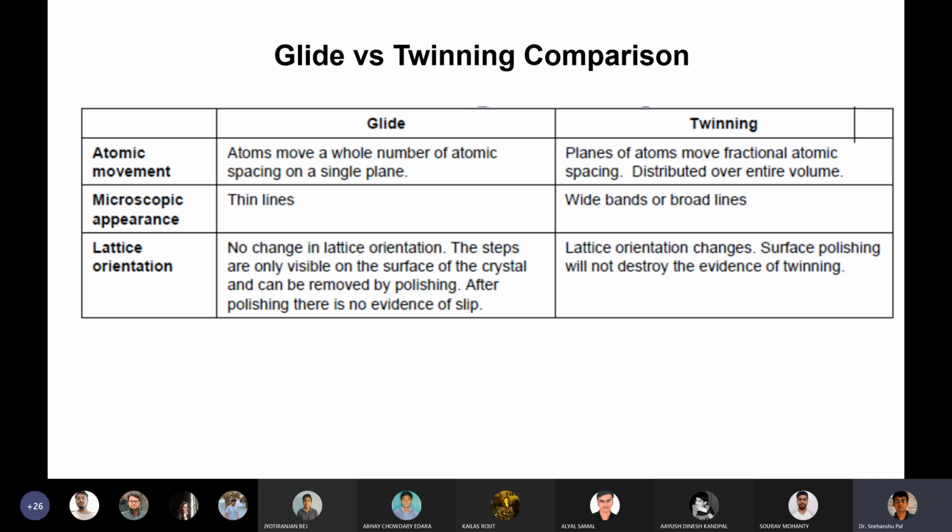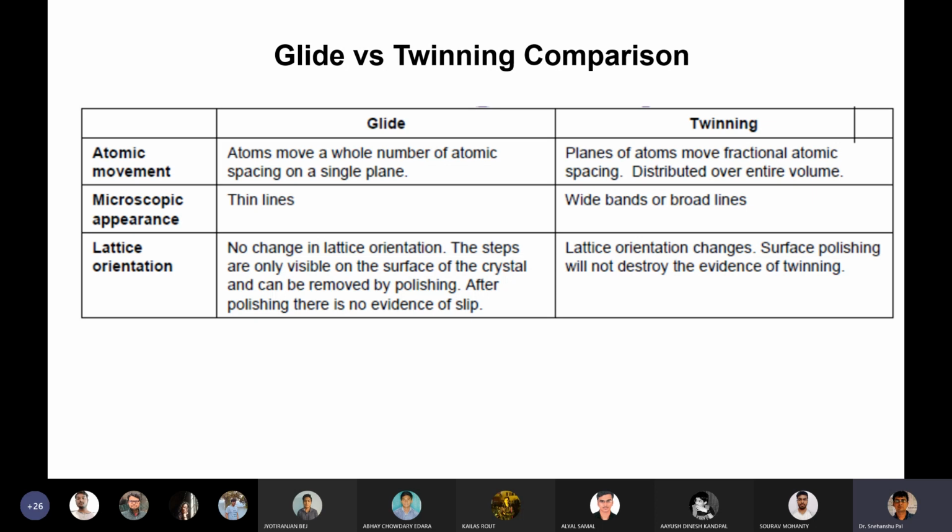And in the perspective of lattice orientation, no change in lattice orientation is going to happen in case of glide. The steps are only visible on the surface of the crystal and can be removed by polishing. So after polishing, there is no evidence of slip. If you cut those steps through polishing technique, then you are not going to see any evidence, any history of the specimen having such glide phenomenon, glide activities.